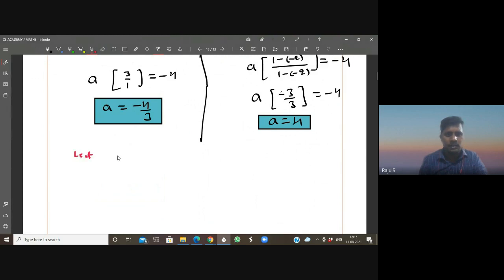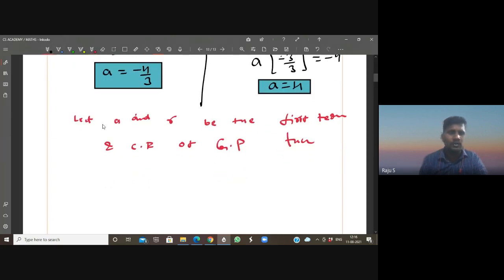Let a and r be the first term and the common ratio of the GP, then how to write the GP? a, ar, ar square, ar cube, and so on. Here also, ar square, and so on. Minimum three terms you should write.